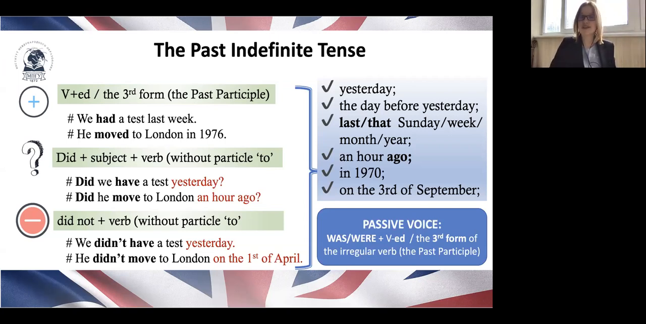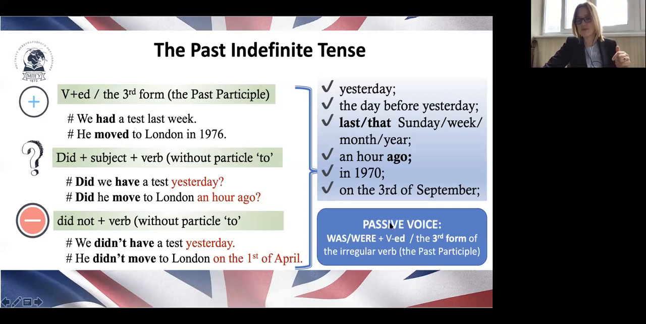It also has its own markers, such as yesterday, the day before, last or that Sunday, week, month, year, I don't know, trip. Any noun can also stand together with last or that. And moreover, we may say that any phrase that goes together with ago suits well for this context too. If we have a specific date in 2011 or in 1976, in 1970, it also suits well for the past indefinite tense. Or if we have the specific date, I mean the day and the month, we always use the past indefinite too, if the sentence is about the past, of course.